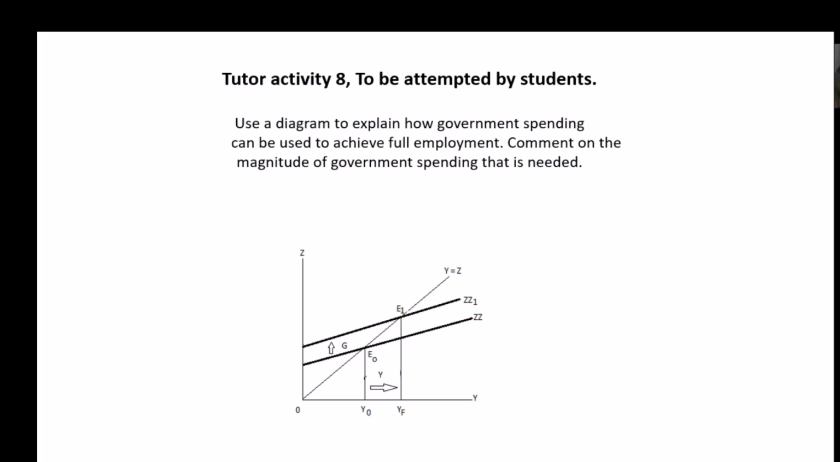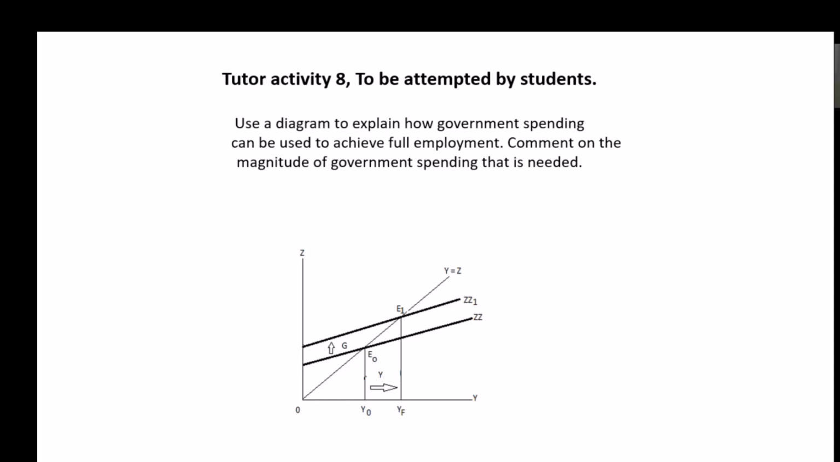There's no figures here. We just have to explain what it is. How do we achieve this? In other words, your original demand curve is ZZ. It cuts the 45-degree line at the point E0, and at that point your equilibrium level of income is Y0. To achieve full employment, there's a parallel upward shift in the demand for goods and services. In other words, your autonomous government spending increases.